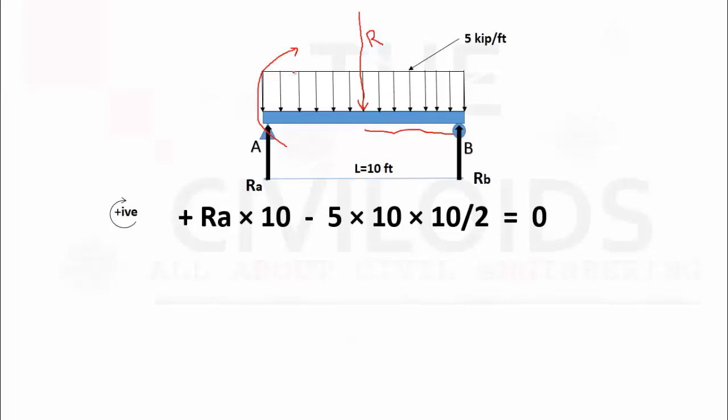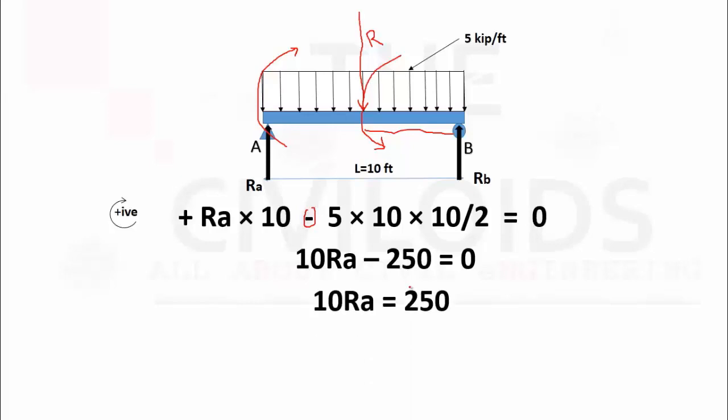So by simplifying the calculation, we will get 10RA minus 250. We have given negative sign to this moment because this distributed load is producing anti-clockwise moment about B. Now 10RA minus 250 is equal to 0. Shifting 250 to the other side of the equation, we will get 10RA is equal to 250. Solving this equation, we will get RA is equal to 25 kips. So we have determined the first reaction RA, that is 25 kips.